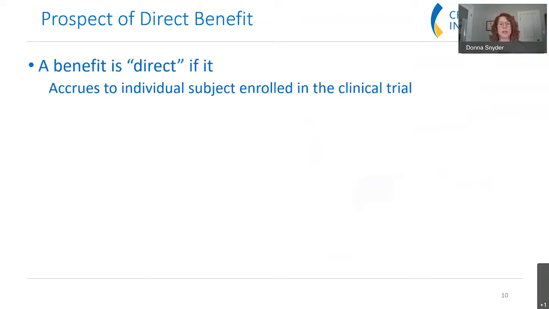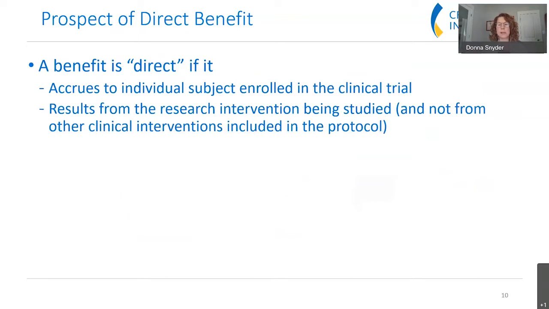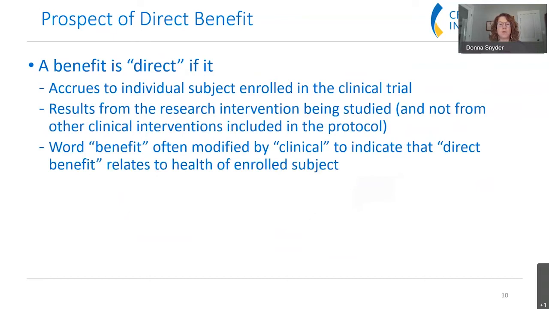So now we'll talk more about what some of these criteria mean: prospect of direct benefit, minimal risk, and minor increase over minimal risk. So prospect of direct benefit in a protocol means, so what does direct mean? Direct means that it accrues to the individual subject enrolled in the clinical trial, results from the research intervention being studied and not from other clinical interventions included in the protocol. And we often modify the word benefit with the word clinical to indicate that the direct benefit relates to the health of the enrolled subject.